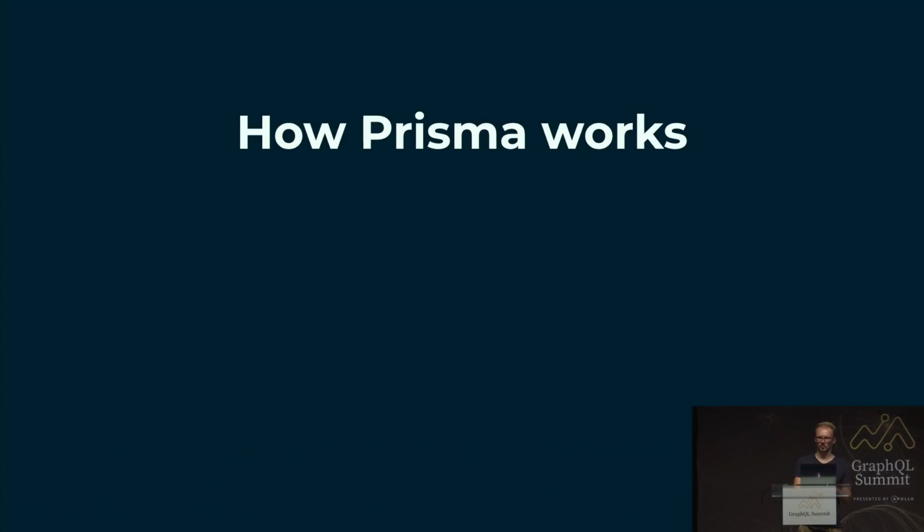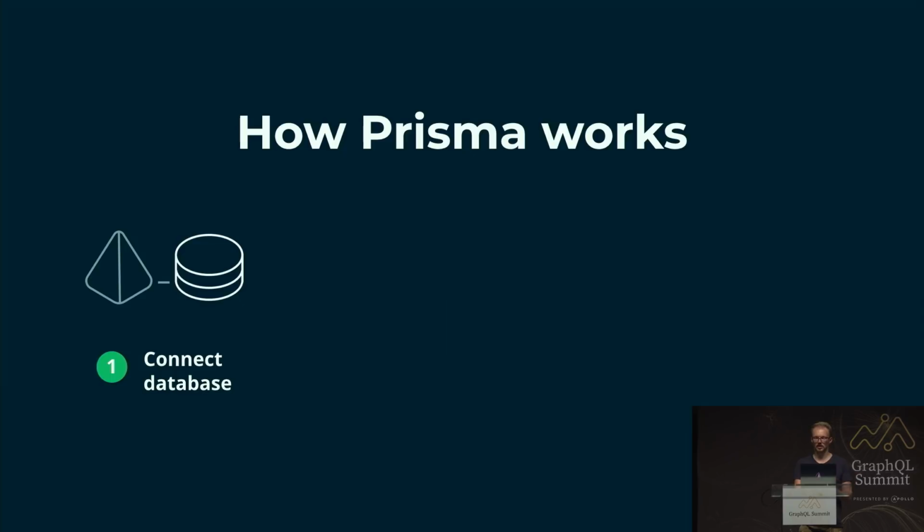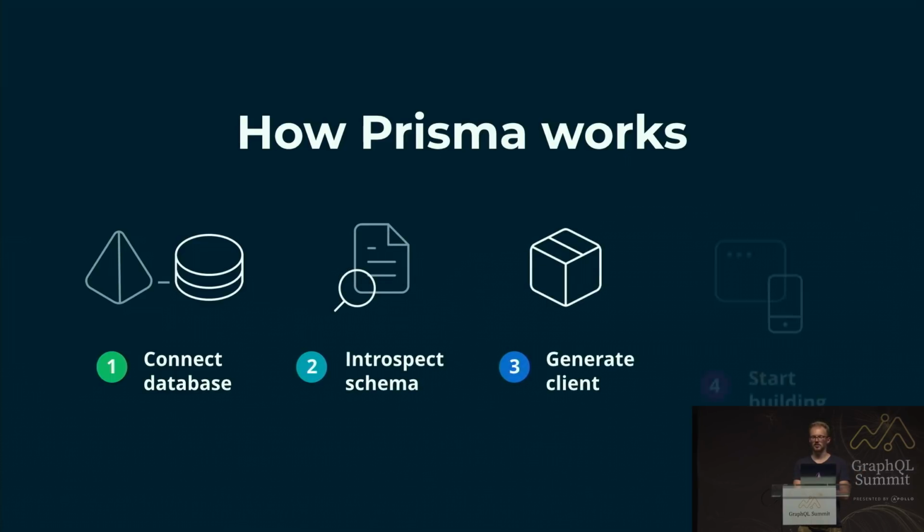On a high level, Prisma works like this. For an existing database, you connect it to your database, you introspect your schema, you generate a client for that, and then you basically start building your API.